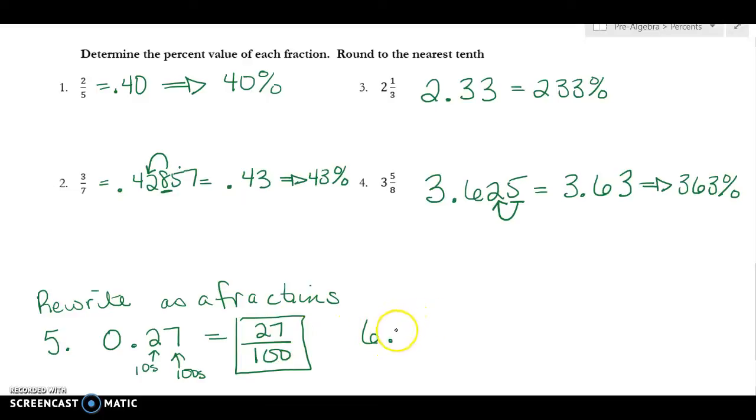Now what happens if I have a problem where I just have one number? Let's say I have 0.8. So since there's one number, it's just the tens. So then I put 8 over 10, and then I'm going to reduce it, which is 4 over 5.